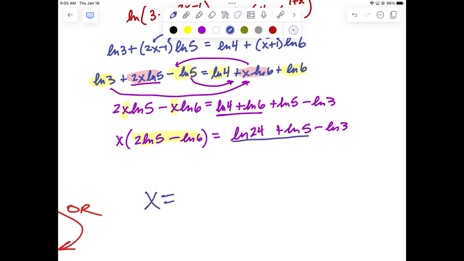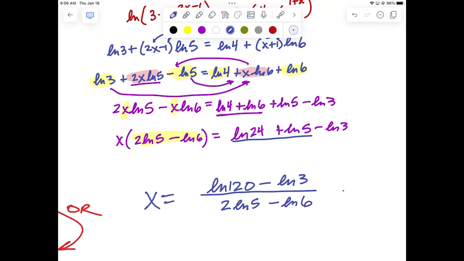Now, do you want to condense this? Do you want to call that the natural log of 5 times 24? What is 5 times 24? Like 120. In fact, I think it is 120. So it's the natural log of 120 minus the natural log of 3, all over 2 natural log of 5 minus the natural log of 6.